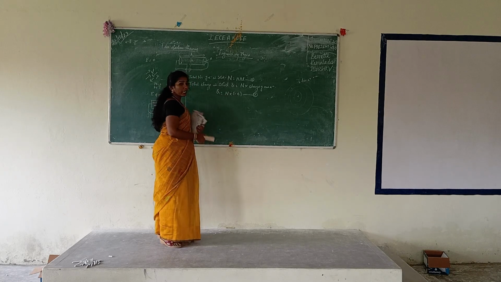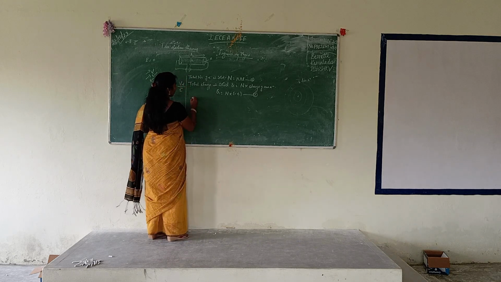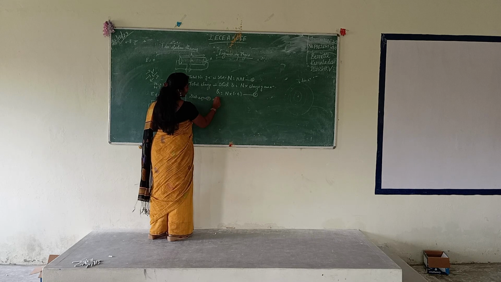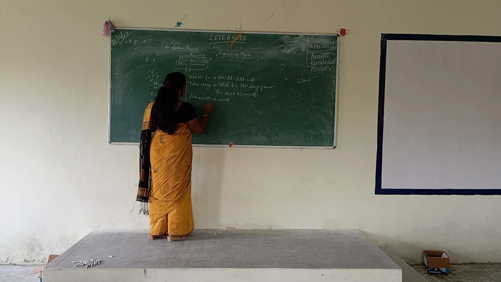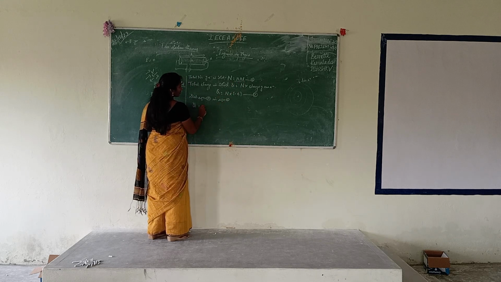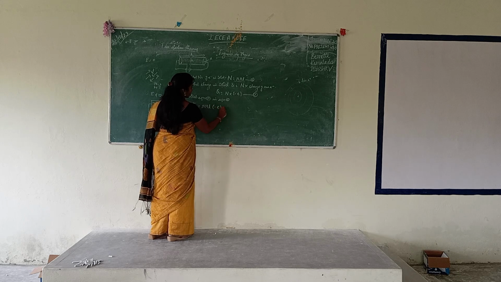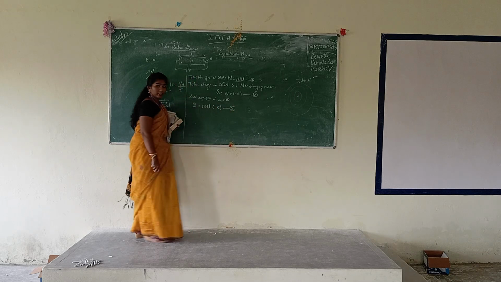Now substitute, listen. Substitute equation 2 in equation 1. So what will we get here? Q is equal to, substitute the N term, so n into A into L into minus e. So this is your third equation.